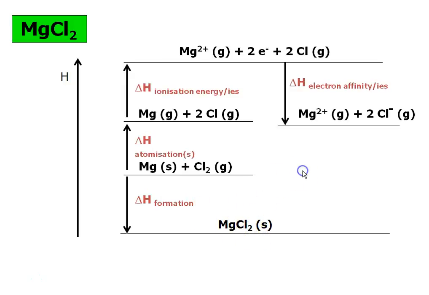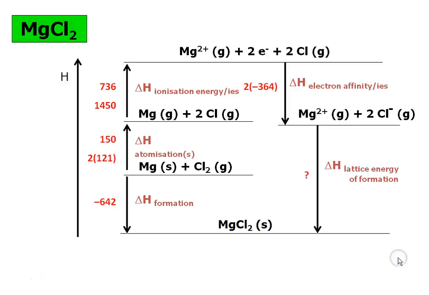Okay, so we go through the same format. We atomize our elements, yeah, and then we ionize the magnesium. Now there will be two values here because we've got two ionization energies to form Mg2+ plus 2 electrons, and then we're going to have two values for electron affinity because we're forming two chloride ions, and then lattice enthalpy of formation. We'll put these values in and you'll see what I mean.